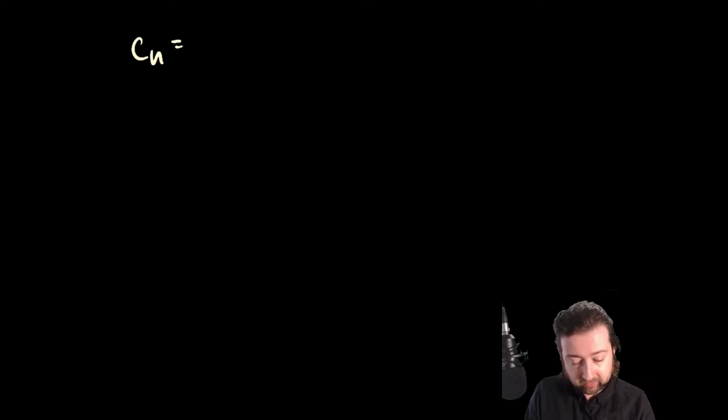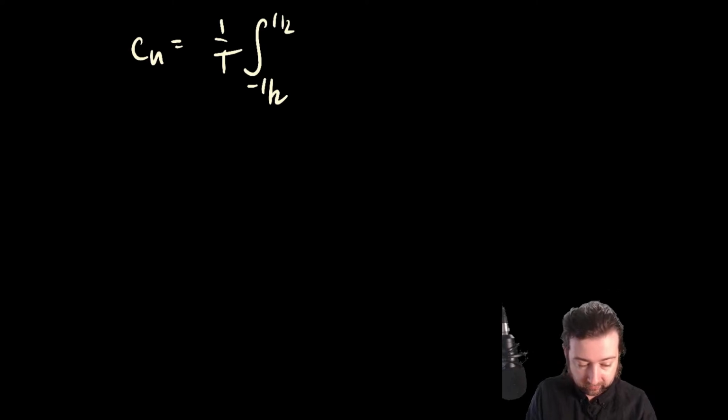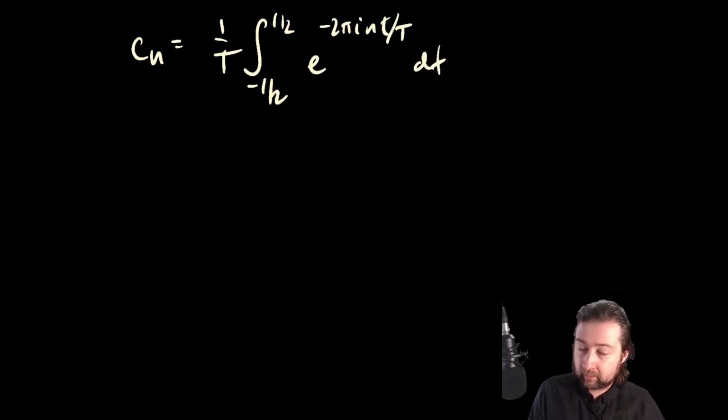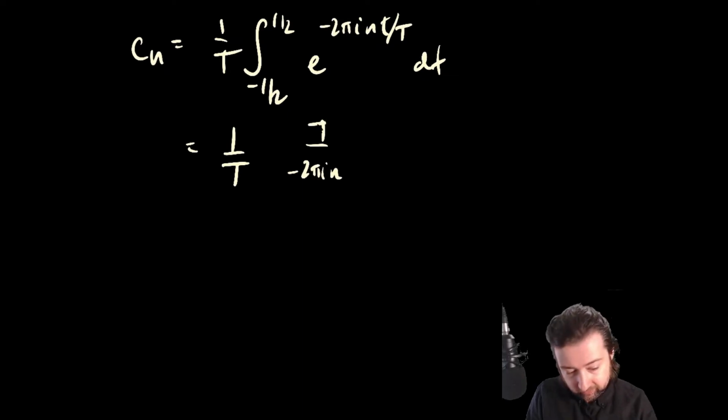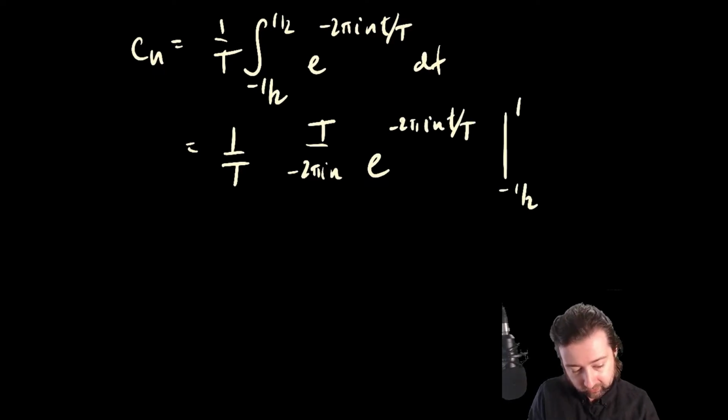So we've already reduced this to Cn is equal to 1 over t, the integral from minus 1/2 to 1/2 of e to the minus 2 pi i n t over t dt. And then if we grind out this computation, you just do the typical exponential thing where you do 1 over minus 2 pi i n. And then since there's a 1 over t in there, then the t pops up on top. E to the minus 2 pi i n t over t evaluated from minus 1/2 to 1/2.